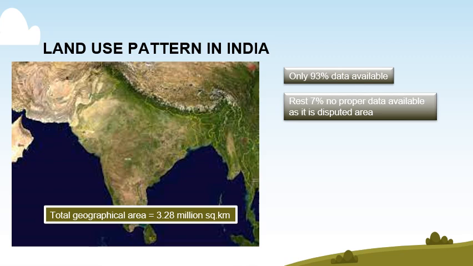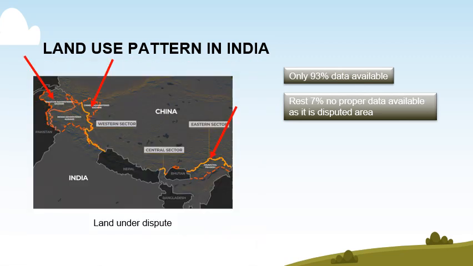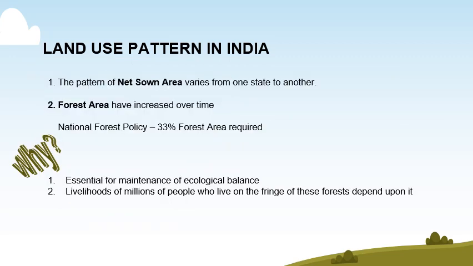As far as India is concerned, the total geographical area is 3.28 million square kilometers. However, from this, data is available for only 93% of the land. For the rest 7% we don't have any proper data available. Why? This is because the area is either Pakistan occupied or occupied by China. This is the disputed area, and hence we do not have proper data for this rest of the 7% land area.